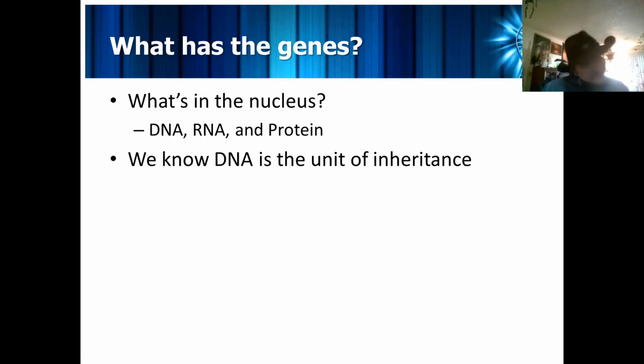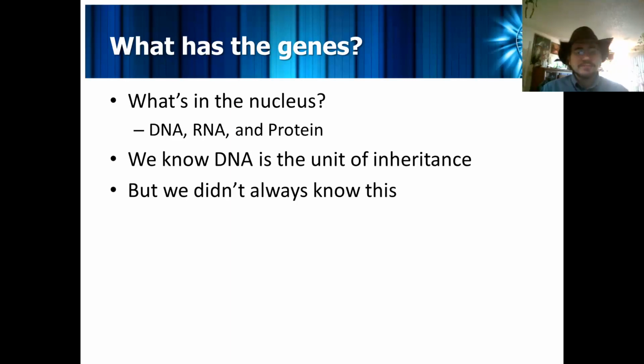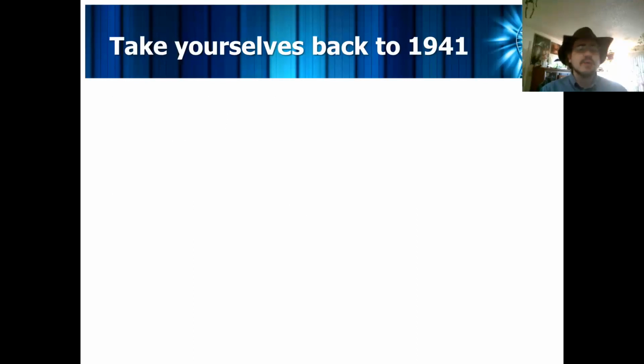But from the 1900s through the 1940s, nobody knew that. They knew that DNA, RNA, and protein were in the nucleus. However, they did not know which of those three coded for specific traits. They didn't know what the genome was. Was the genome made of DNA? Was the genome made of RNA? Or was it made of protein? Well, let's see how the world found out.